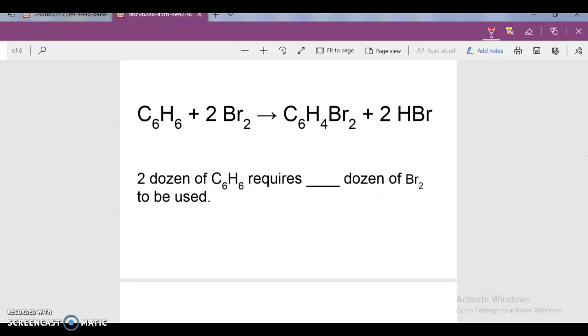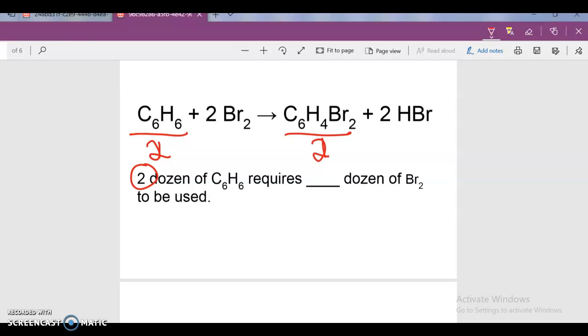Let's take a look at another way. I could use the word dozen. Like when you buy a dozen eggs, that means you buy one big carton of eggs. Now, I could use dozen to signify these things too. If I put in one of these, I will get one of these out. If I put in 1 dozen of C6H6, I'll get 1 dozen of these out. If I put in 2 dozen, then I will get 2 dozen out.